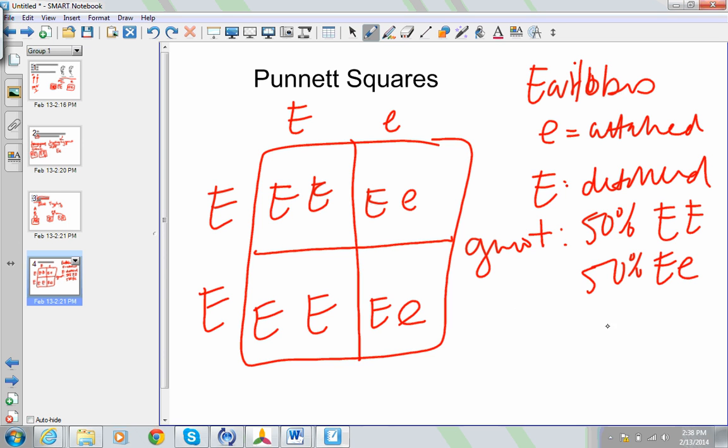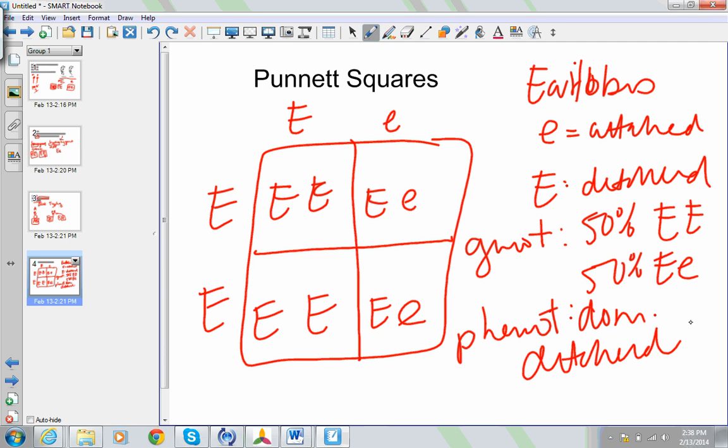Okay, but when we talk about the phenotype, since they all have that dominant allele, they're all going to have the dominant phenotype. So they are actually all going to end up with detached earlobes. Okay, because they all have that dominant allele. Okay, so if these organisms go through sexual reproduction, then they are going to end up with an offspring that has one of these 4 genotypes for this trait. Okay, all right, let's try another one.